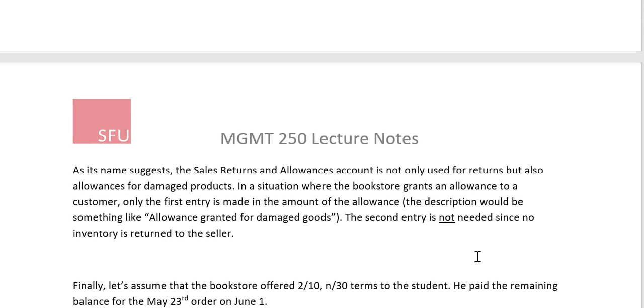As its name suggests, the sales returns and allowances account is not only used for returns, but also allowances for damaged products. In a situation where the bookstore grants an allowance to a customer, only the first entry is made in the amount of the allowance. The description would be something like allowance granted for damaged goods. The second entry is not needed since no inventory is returned to the seller.